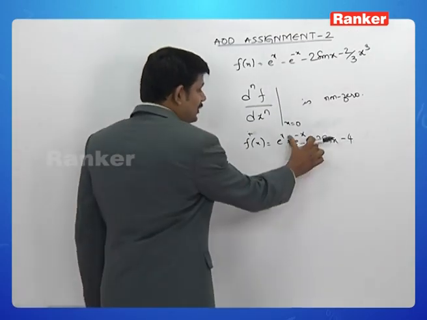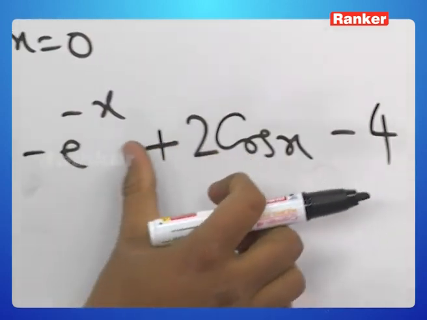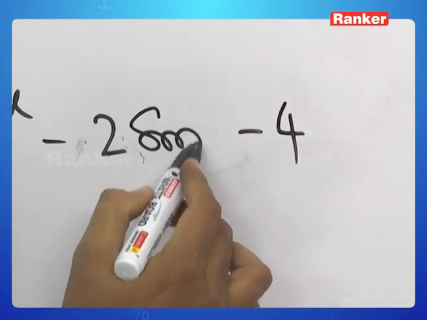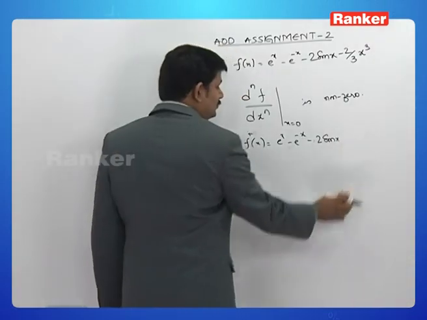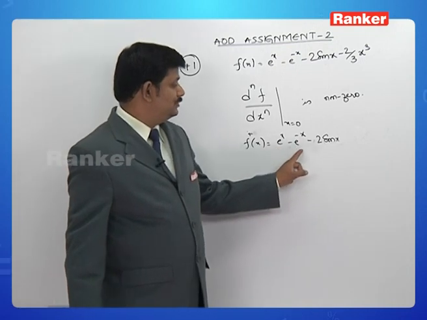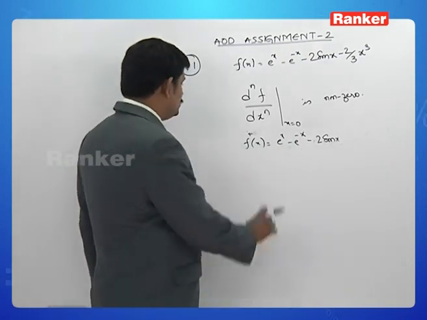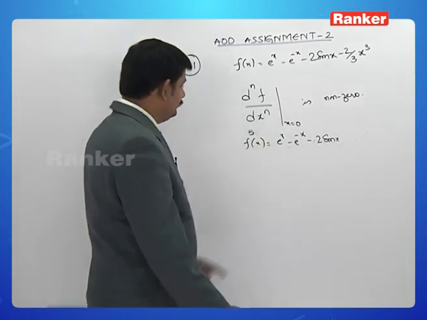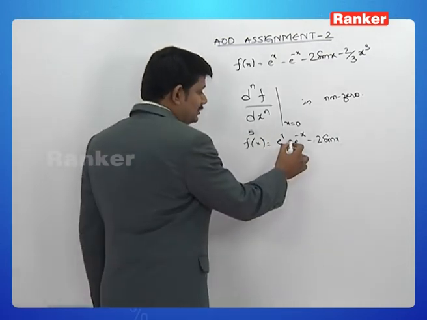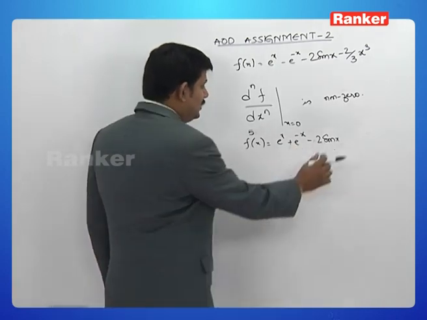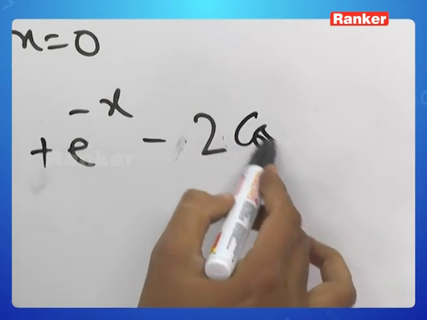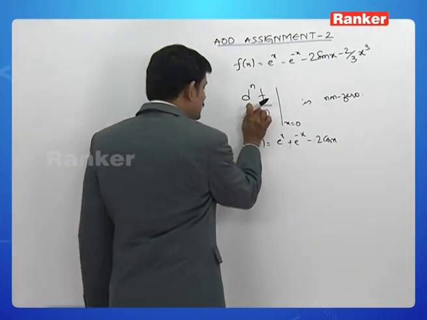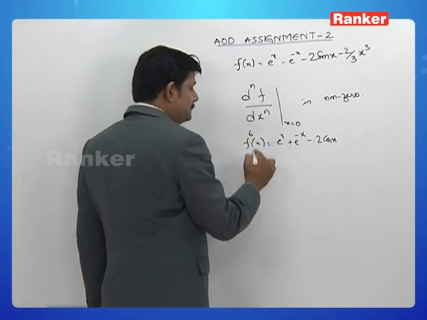Differentiate, it is e power x minus e power minus x minus 2 sin x, and derivative of constant is 0. At x equal to 0, 1 minus 1 is 0. So, n is again not 4. Let us check it with 5. The derivative is e power x plus e power minus x minus 2 cos x. Again at x equal to 0, 1 plus 1 minus 2 is 0. So, let us look at n equal to 6.